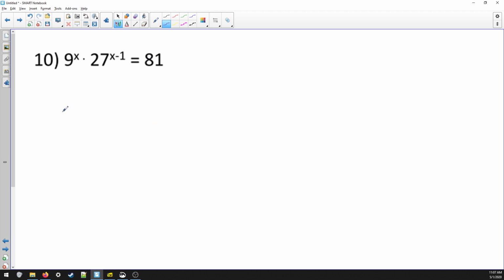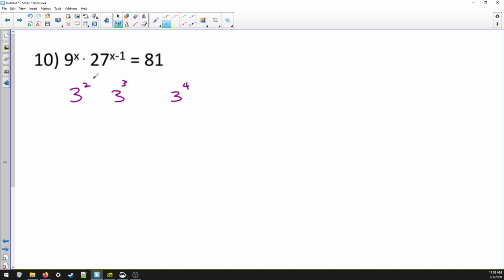As I'm going, I'm going to move a little quickly because we have so many to do. If you have any questions about what I just did, just post it into chat, and I'll go back and answer those questions. So 9 I'm going to write as 3 squared. 27 I'm going to write as 3 to the third. And 81 I'm going to write as 3 to the fourth.